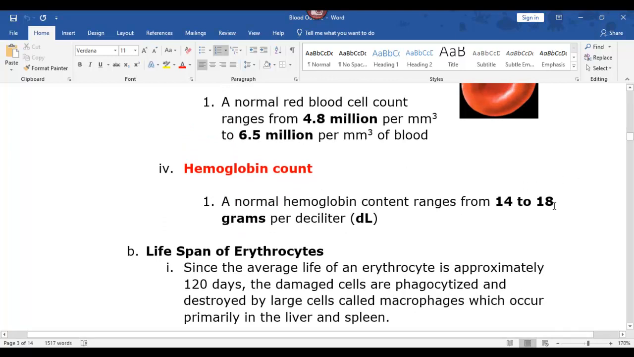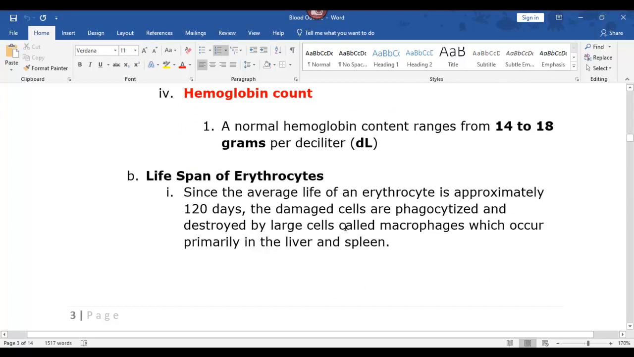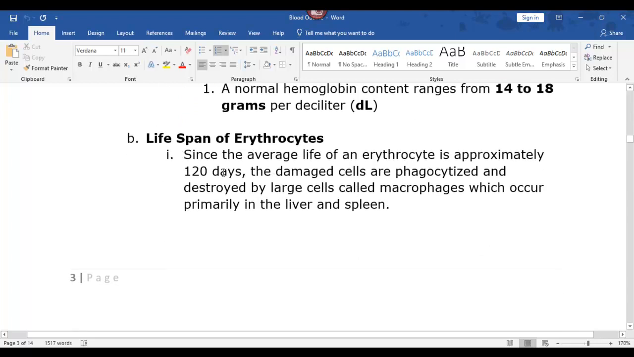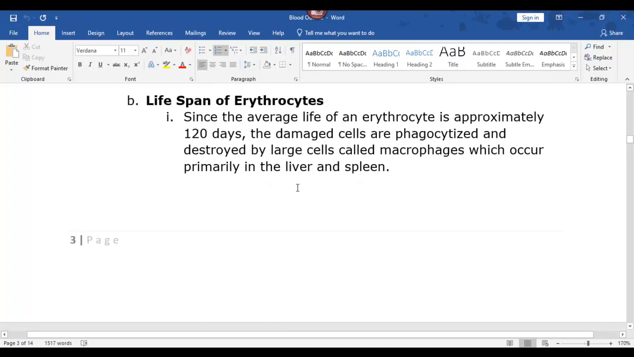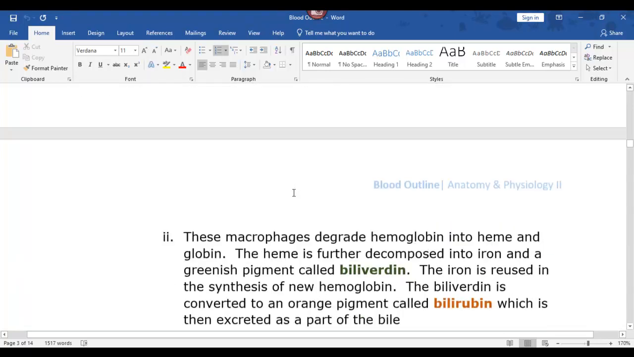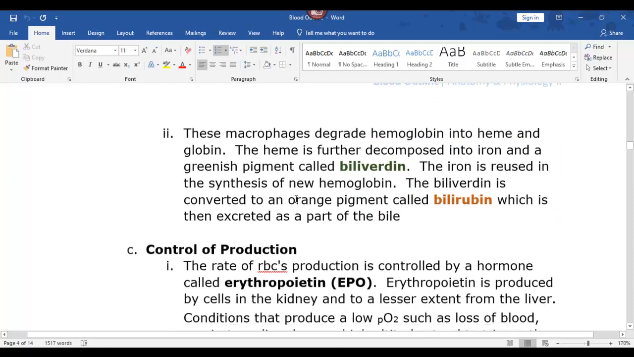This would be the normal range per deciliter for hemoglobin, 14 to 18 grams. Depends on your genetics. And then the lifespan of erythrocytes, they last about 120 days. They start breaking down. They'll get old, and at that point, they get absorbed and broken down, and then everything gets reused.